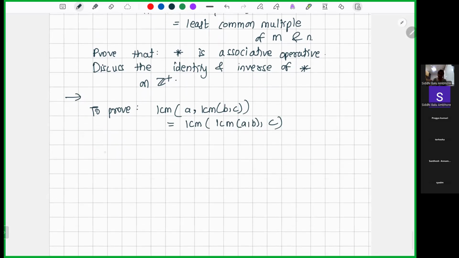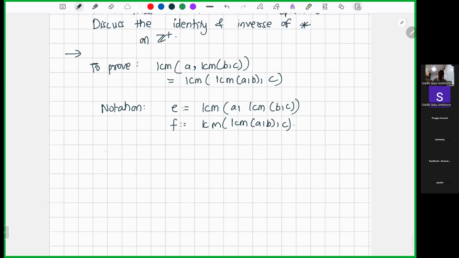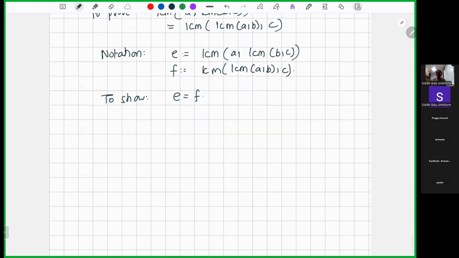So let us just set the notation that E is equal to LCM of a comma LCM of b and c, and F is LCM of a, b and c. Okay, and so we have to show that this E is equal to F. That's what we need to show.